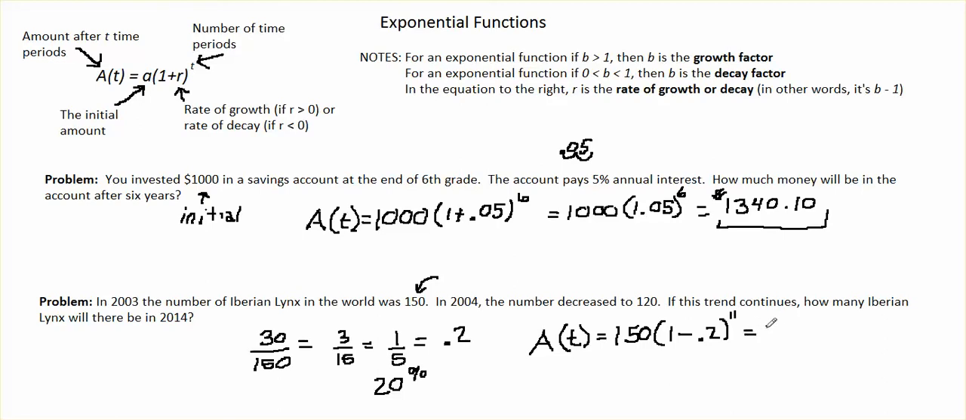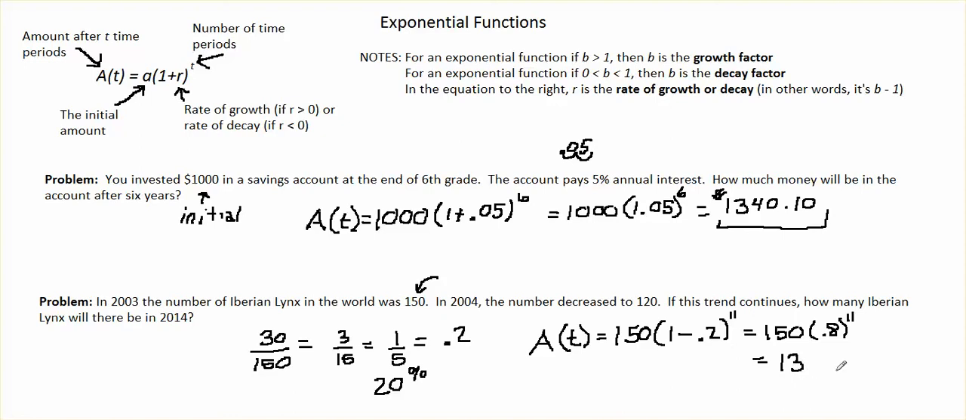So what are we looking at here? We have 150, and 1 minus 0.2 is 0.8, and we're going to raise that to the 11 power. And when we're done doing our calculations, again, you're going to go ahead and break out your calculator here. But when we're done doing our calculations, we're looking at approximately 13 Iberian lynx.